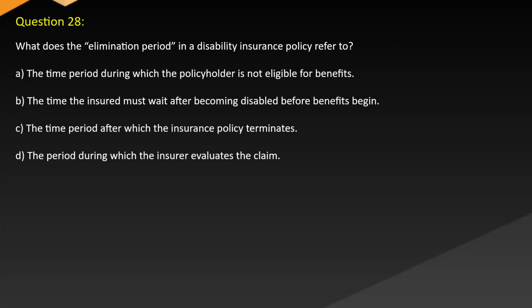Question 28. What does the elimination period in a disability insurance policy refer to? A. The time period during which the policyholder is not eligible for benefits. B. The time the insured must wait after becoming disabled before benefits begin. C. The time period after which the insurance policy terminates. D. The period during which the insurer evaluates the claim.